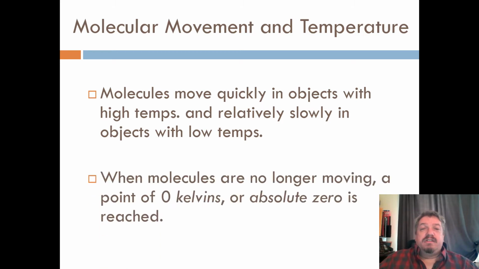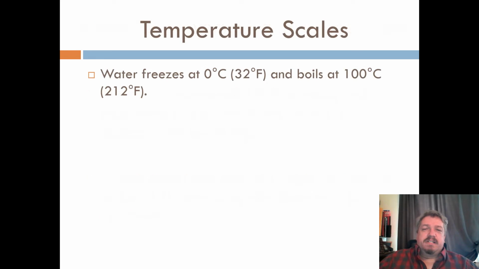So you can actually slow all molecular movement to a certain level. That is the coldest you can get, because if there's no movement, there is no temperature. And that's called absolute zero. It's about 460 degrees Fahrenheit negative, but we use a special scale called the Kelvin scale, which makes it zero. So let's talk about scales real quick.